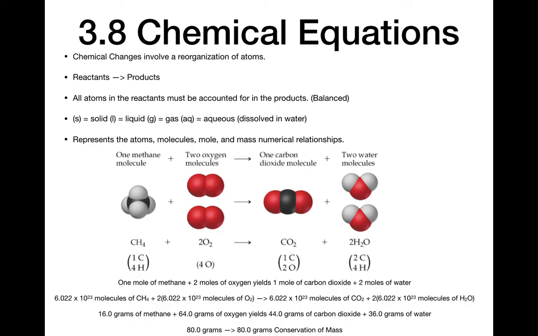The balanced chemical equation can be represented as words, as pictures of models of atoms and molecules, or as chemical symbols such as CH4 plus 2O2 yields CO2 plus 2H2O, or it can be represented as a mole ratio of 1 mole of methane to 2 moles of oxygen make 1 mole of carbon dioxide and 2 moles of water. We can also represent it as number of molecules or grams. Of course, when you represent it as grams, you find out that 16 plus 64 on the left makes 44 plus 36 on the right, or 80 grams equals 80 grams. Law of conservation of mass.